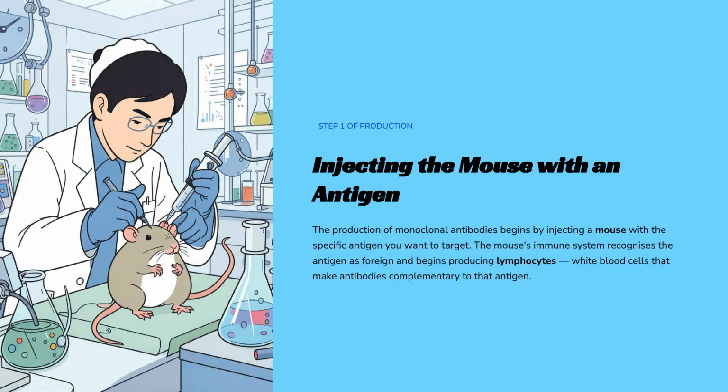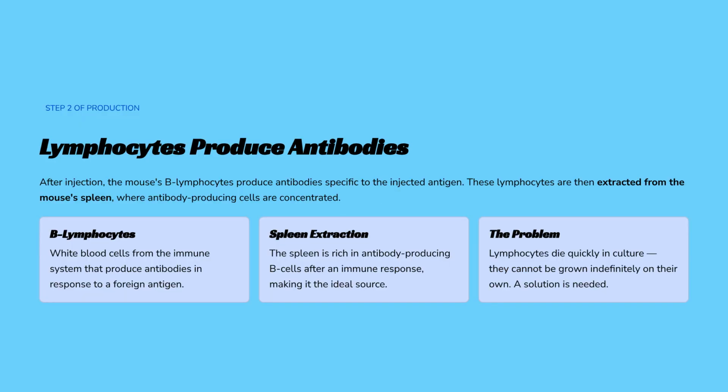The production process begins by injecting a mouse with a specific target antigen. The mouse's immune system recognizes this foreign substance and starts producing lymphocytes designed to make antibodies that complement that antigen. Next, the antibody-producing B lymphocytes are extracted from the mouse's spleen. However, there is a challenge. These lymphocytes cannot survive or divide indefinitely in a laboratory culture on their own.